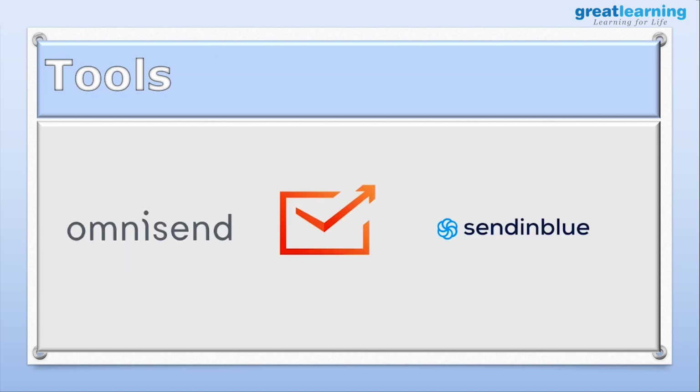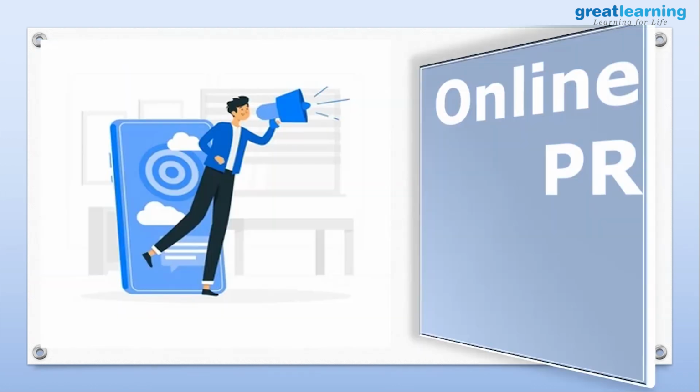Some of the management tools for email marketing we have are Omnisend, we have Sender, we have Sendinblue, and there are many others out there that will help you customize as well as automate the process of sending email. And lastly, we have online PR.